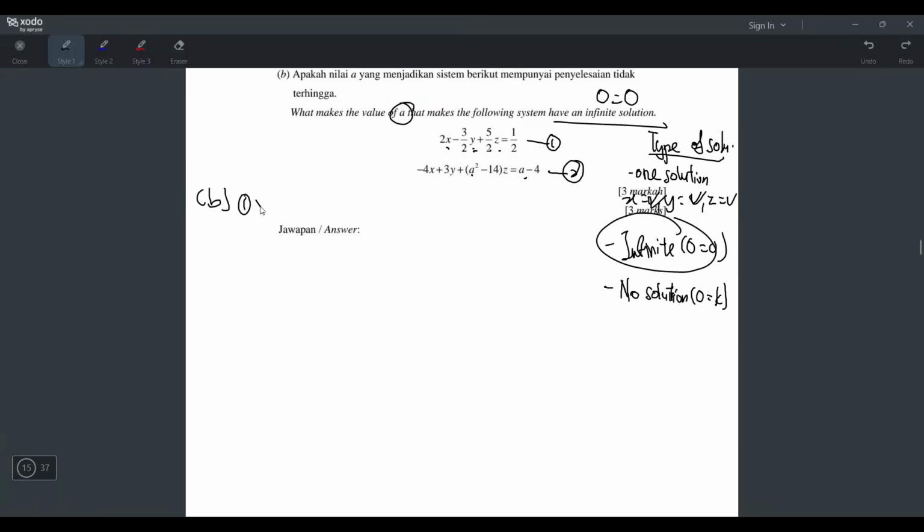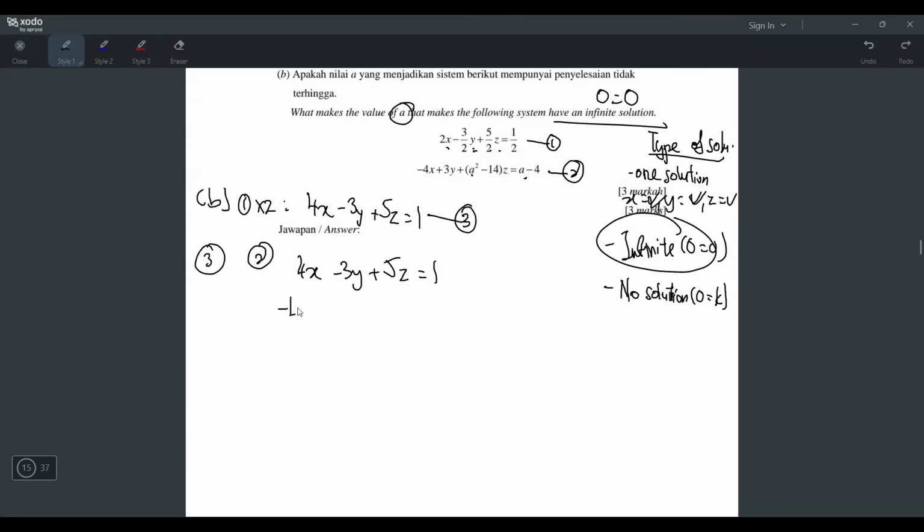Equation 1 times 2, because later I want to eliminate the 4x and the negative 4x. When you take equation 1 times 2, you get 4x, and then here when you times 2, you can cut the 2, so left with negative 3y. Then also cut the 2, become 5z equals 1. So now this is equation 3, but equation 3 comes from 1, so now your equation 3 can be paired with equation 2. So equation 3 is 4x minus 3y plus 5z equals 1.